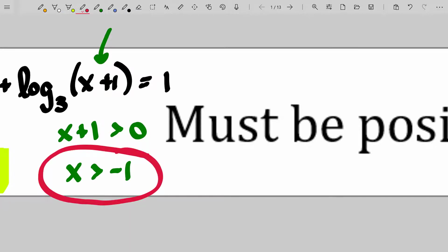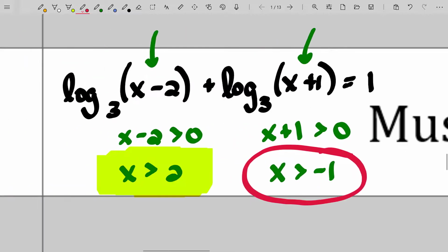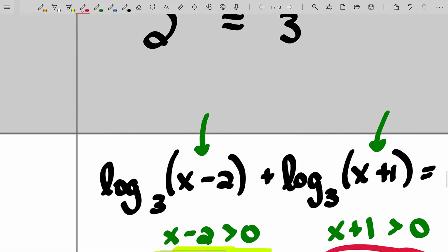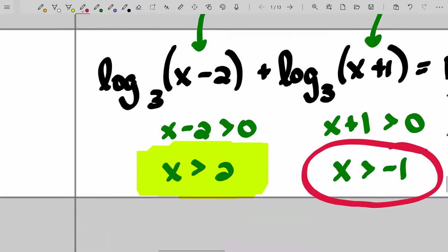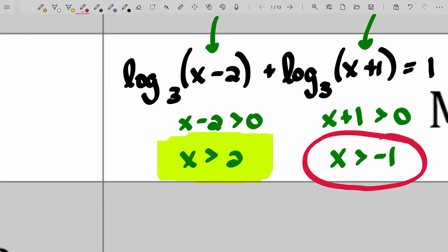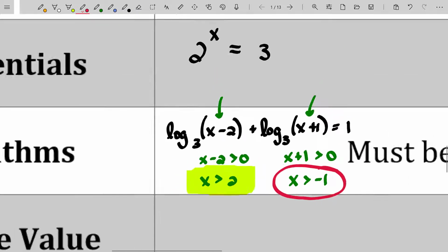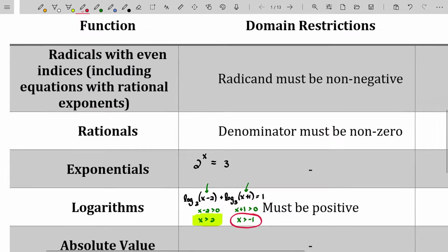If I only stuck with the bottom one, this x being greater than -1, that allows an answer of, let's pretend, x equals 0. But I can't plug x equals 0 into that very first logarithm. It would cause us to have a negative as an argument for our logarithm, and that's illegal. So you always take, with logarithms, the tighter of the two restrictions. So again, this is just a heads up: when you're working with any equation that involves these types of functions, always try at the beginning to state what x must be or cannot be.